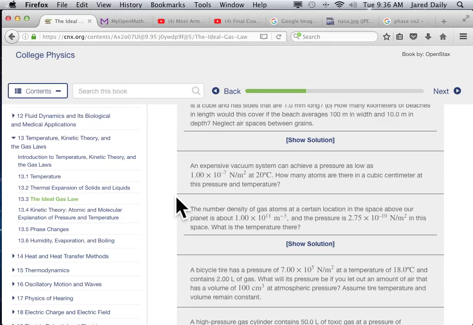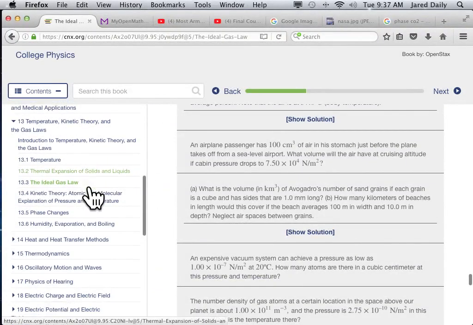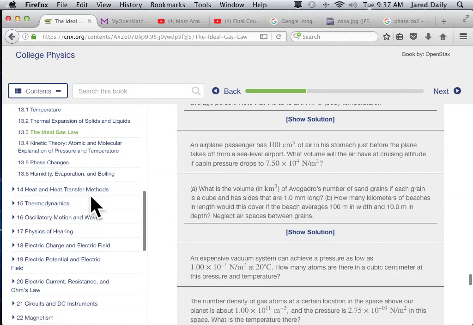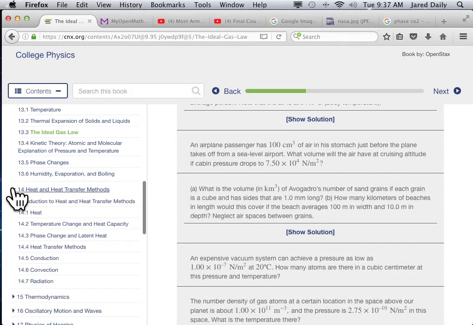All right, so let's talk about thermodynamics. Heat and heat transfer. Do we really want to talk about heat transfer? Yeah, I guess so.